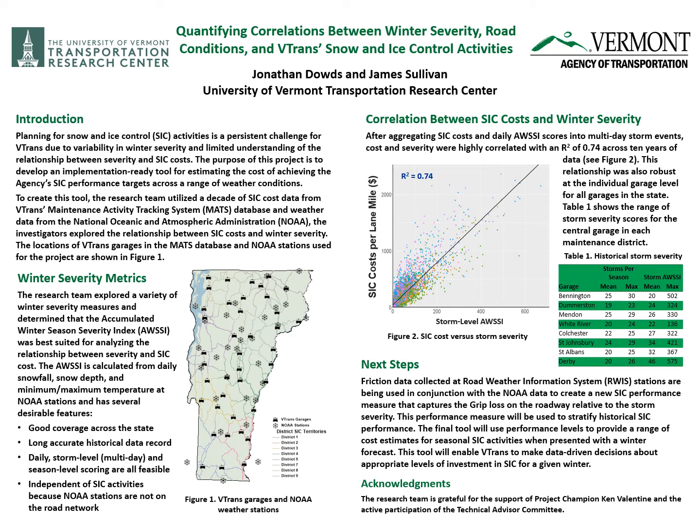So ultimately, the metric that we settled on was the Accumulated Winter Season Severity Index, or AWSSI, which was developed by the Midwestern Regional Climate Center and which we had explored in a prior project with VTrans. We found that it performed well on the metrics discussed previously and could be calculated throughout the state at high resolution.